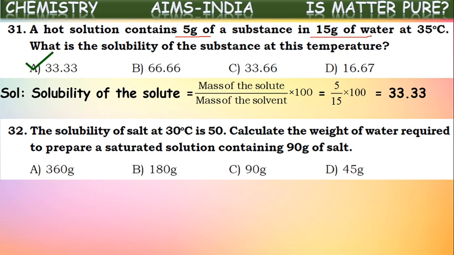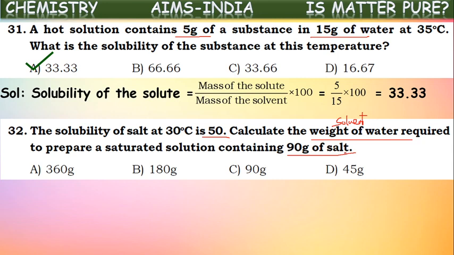The solubility of a salt at 30 degrees Celsius is 50. Calculate the weight of water required to prepare a saturated solution containing 90 grams of salt. A little twisted question. Let us see once again. Solubility of a salt is 50. They have given the solubility and they're asking to find out the weight of water. That means weight of solvent we have to find out. So solubility is given and one more quantity is also given here, that is the weight of salt. That means weight of solute is given, solubility is also given. They're asking to calculate the weight of the solvent.